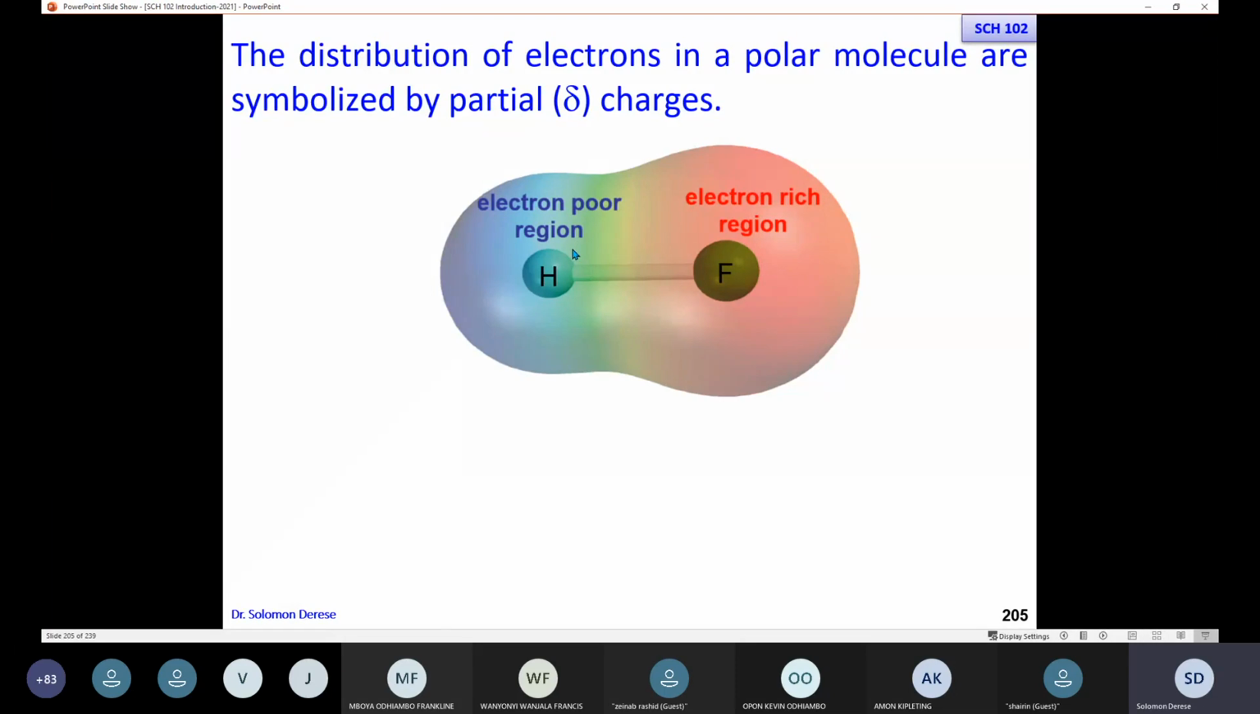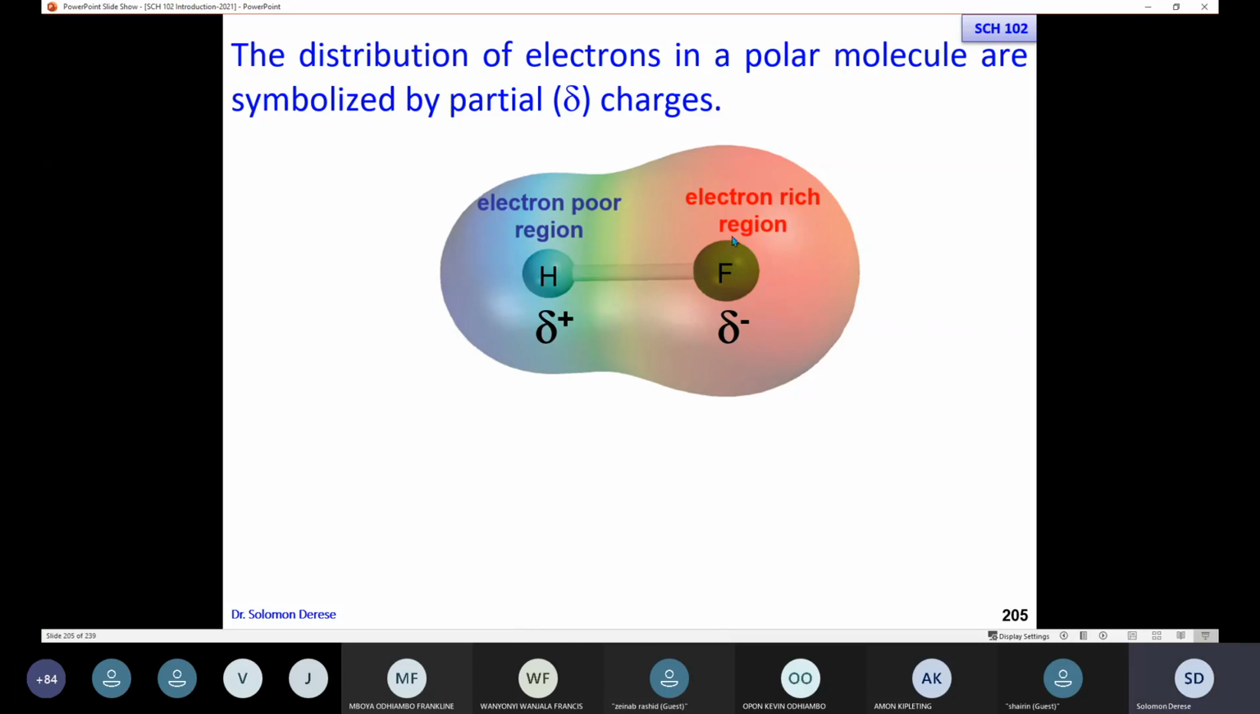To show that, symbolically, we put partial charges. The way in an ionic bond, we put sodium plus, chlorine minus. We put positive and negative charges. To show how a bond is polarized, we put partial charges. We put partial positive and partial negative. So this is how we show the polarization of the hydrogen fluorine bond. The hydrogen is partially positive, while the fluorine is partially negative.